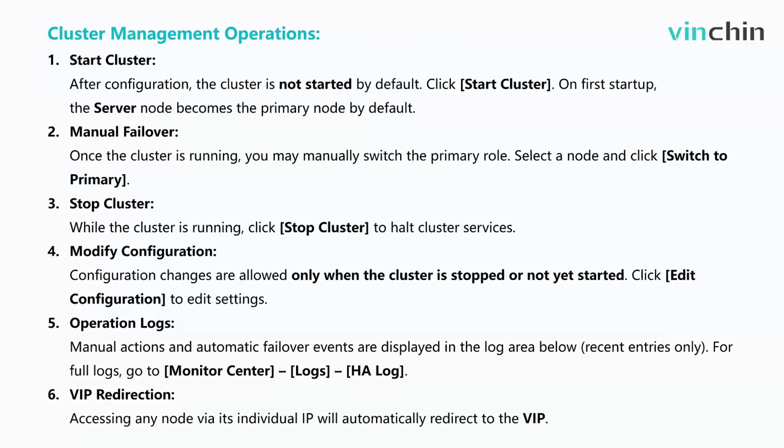And what are the operations of the cluster management? You need to start the cluster, and you can also set the switch, the manual failover, or stop the cluster. You can modify the configuration by clicking edit configuration. And you can also check the operation logs in the monitor center HA log, and you can also set the VIP for the redirection. Then the user can directly access the VIP.